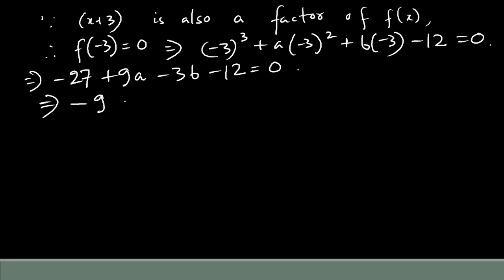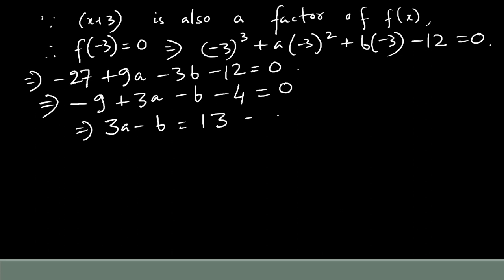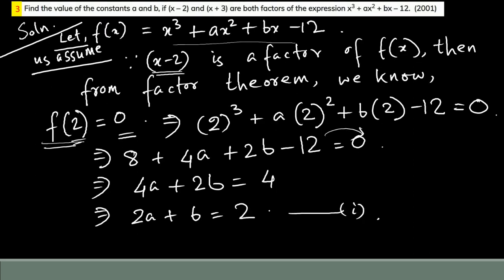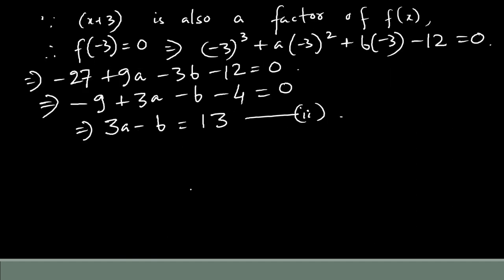So this is -3 - 9 + 3a - b - 4 = 0. So basically you get 3a - b = 9 + 4, that is 13. So this is equation 2. Equation 1 is 2a + b = 2, and this is 3a - b. So from 1 plus 2, you can just do 1 plus 2.